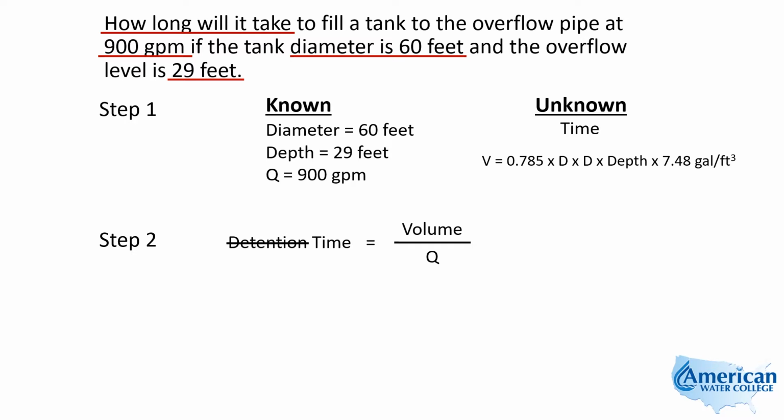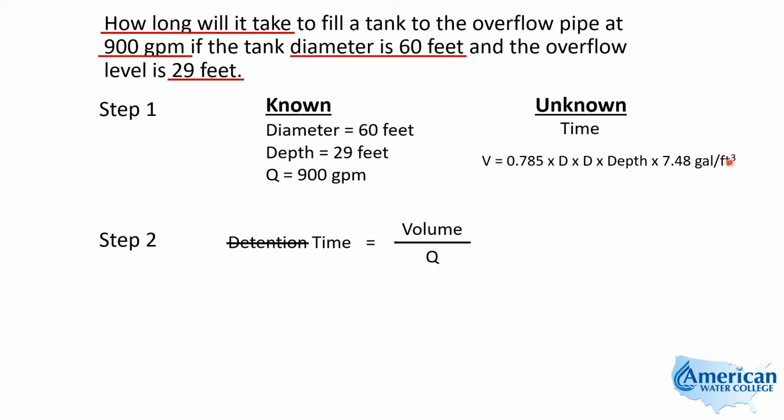We need the volume. Okay, we don't have the volume, so notice in this formula it requires the volume and the flow rate. Well, we have to calculate the volume, but they gave us enough information to calculate the volume. You have a diameter and you have a depth, so you can always calculate volume. So we're going to use this formula that says 0.785 times the diameter times the depth times 7.48 will give us our volume in gallons. Okay, and we want the volume in gallons because our flow rate is in gallons per minute.